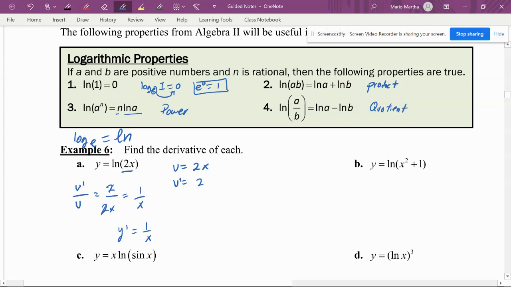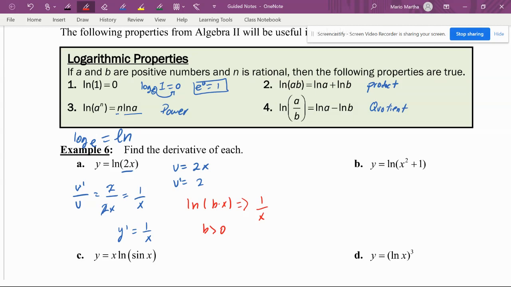And any function that has the natural log of b times x, the derivative of that will always be just equal to 1 over x, all right? As long as b is any positive integer, or any positive number, as a matter of fact. Okay? All right, so let's look at b.